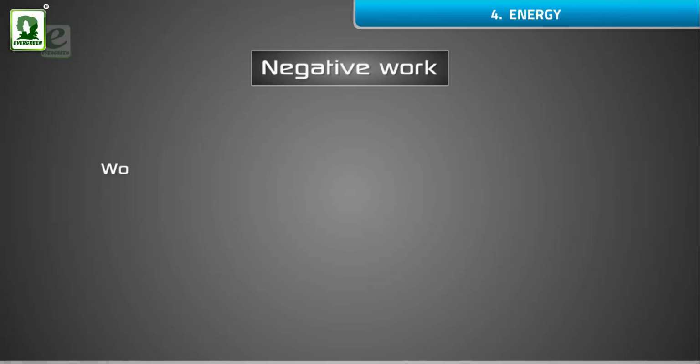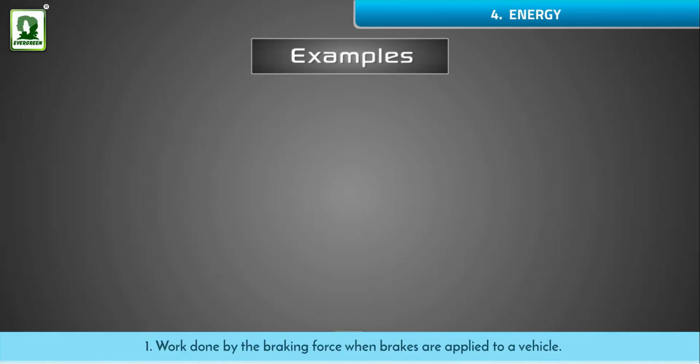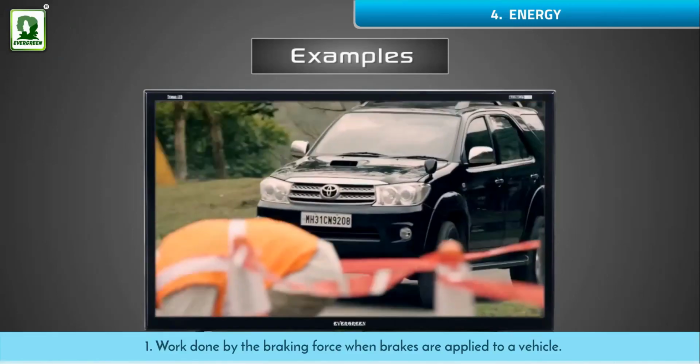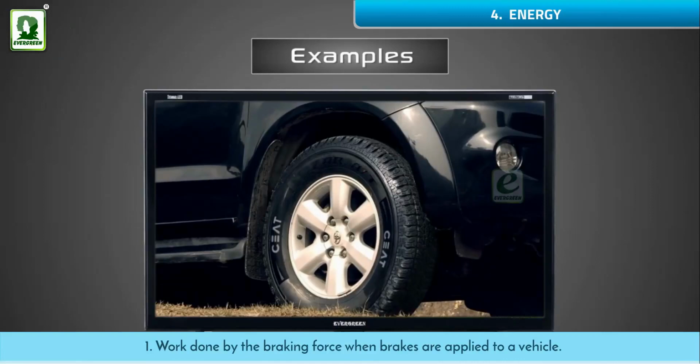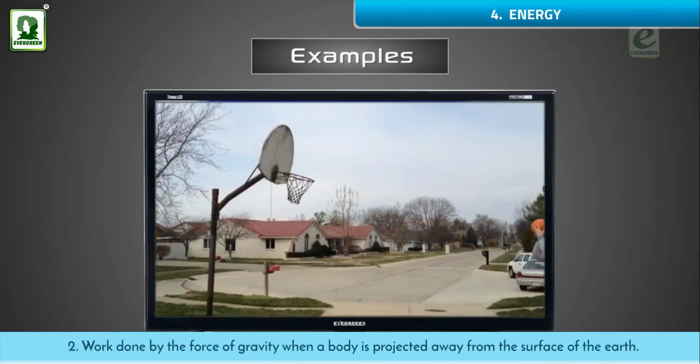Negative work. Work done is said to be negative if the applied force is in a direction opposite to that of displacement. Examples: 1. Work done by the braking force when brakes are applied to a vehicle. 2. Work done by the force of gravity when a body is projected away from the surface of the earth.